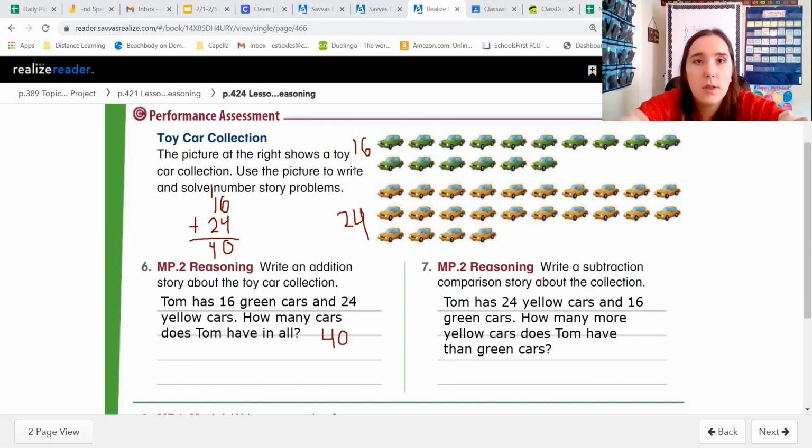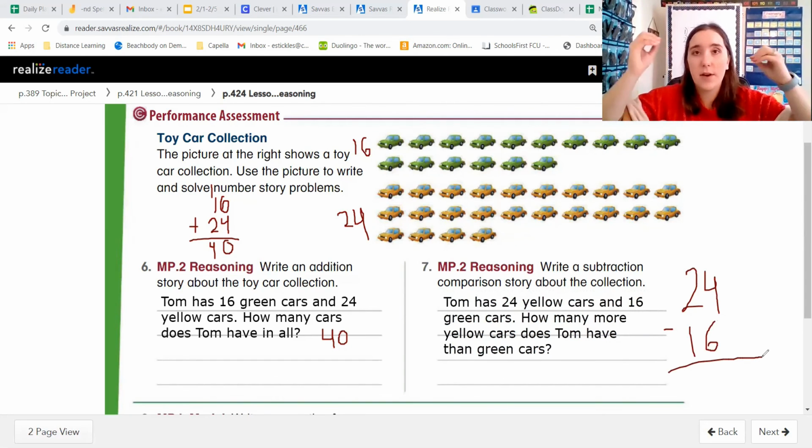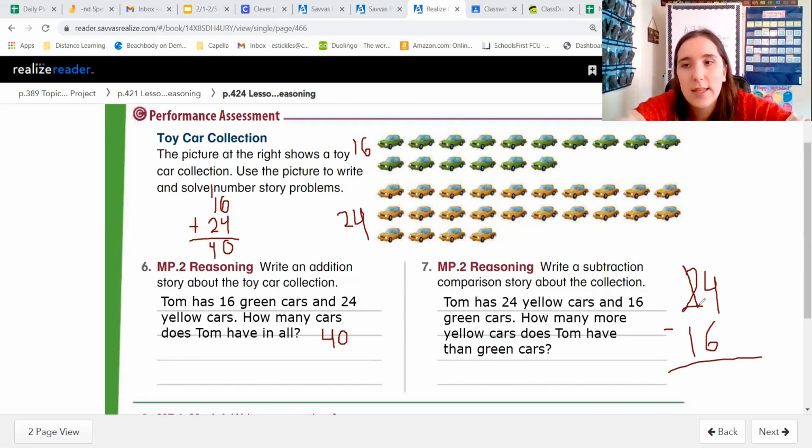So we would do the subtraction problem, 24 minus 16, because we need to find the difference if we're going to compare them to find how many more. 4 minus 6, I can't do that, so I'm going to regroup. Instead of 2 tens, I have 1, and instead of 4 ones, I have 14. And 14 minus 6 equals 8, and 1 ten minus 1 ten is 0. So Tom has 8 more yellow cars than green cars.